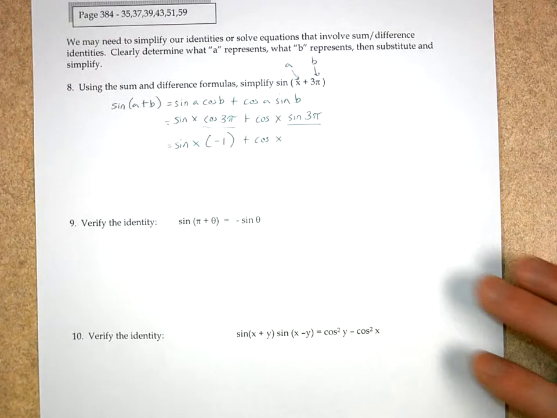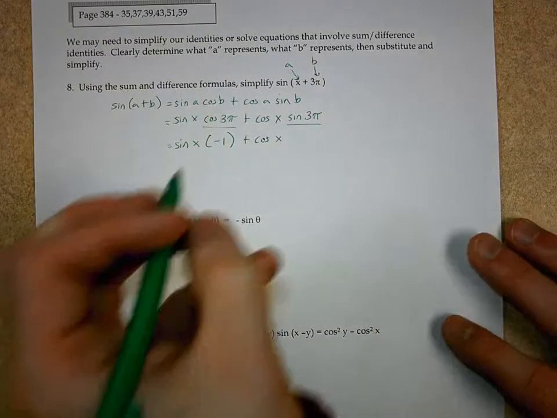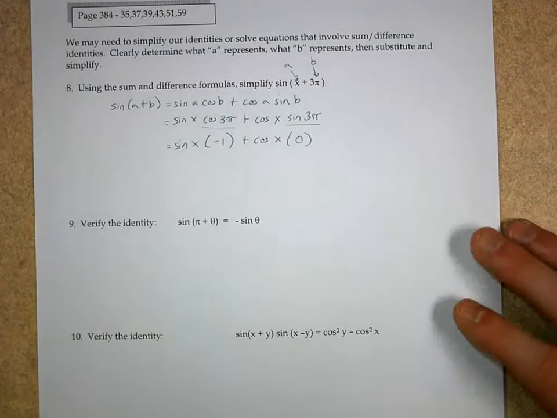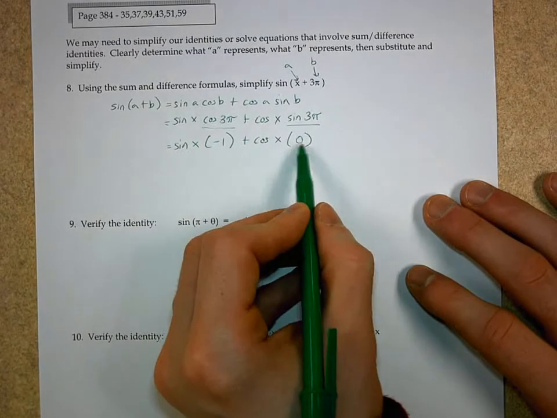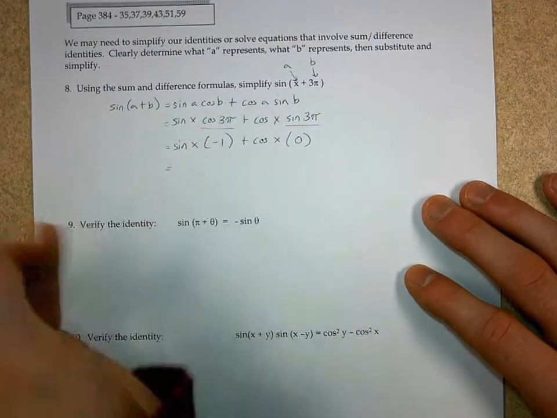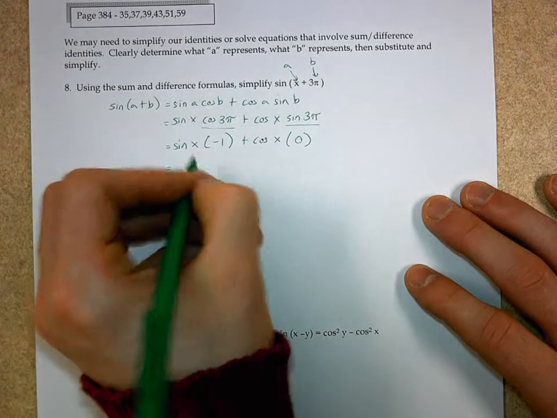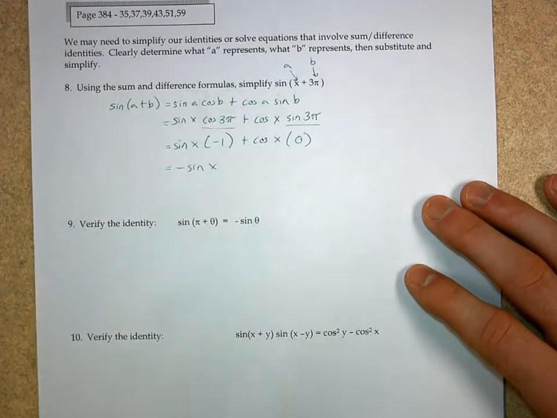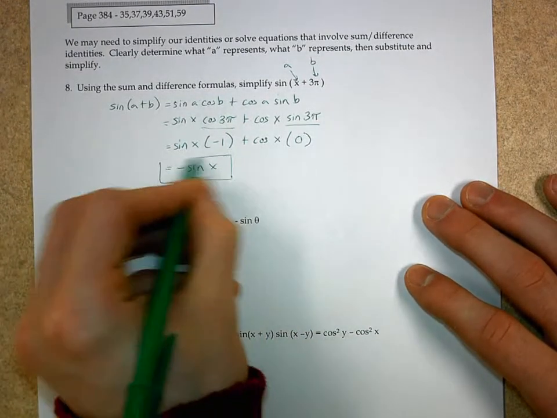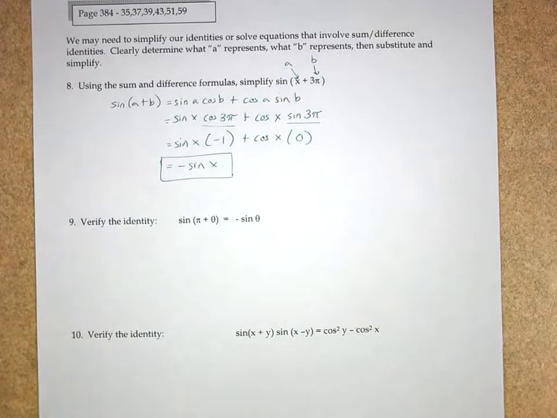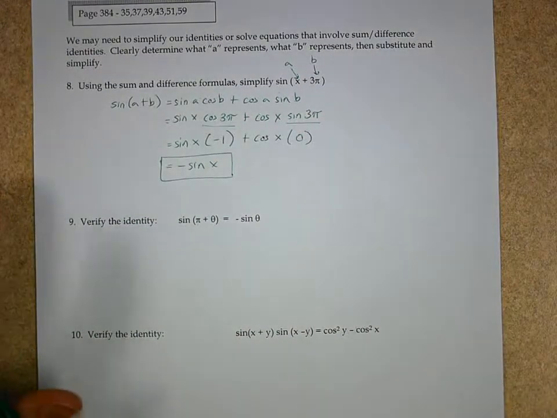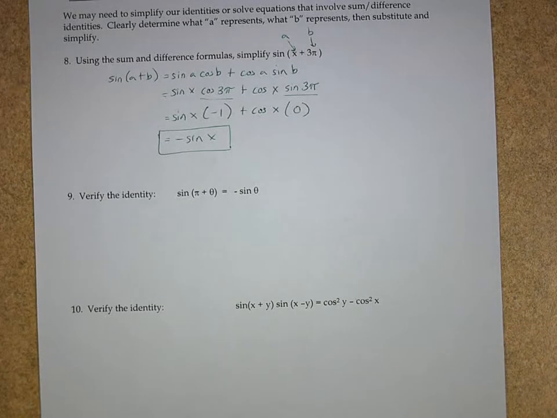The sine of 3 pi is the same as sine of pi on the unit circle, which we know is 0. So this whole back quantity, cosine of x times 0, goes away, and I'm left with sine of x times -1, which is negative sine of x. So simplifying sine of x plus 3 pi is the exact same thing as negative sine of x.